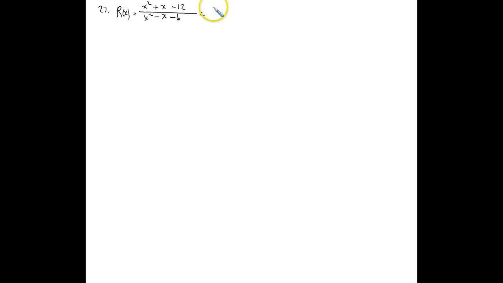So right now I'm going to write the numerator as the factors x plus 4, times x minus 3. And then we'll go ahead and bring the denominator and write that one as x minus 3 and x plus 2. So x minus 3 and x plus 2.